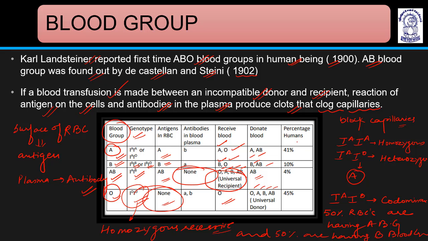Percentage in humans: 41% A blood group, 10% B blood group, 4% AB blood group, and 45% O blood group.